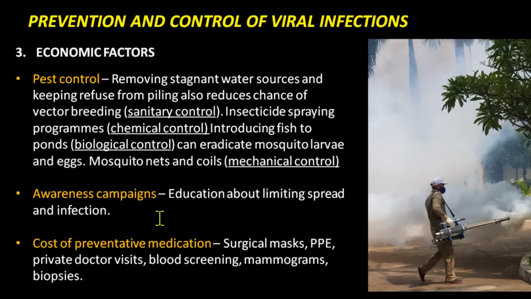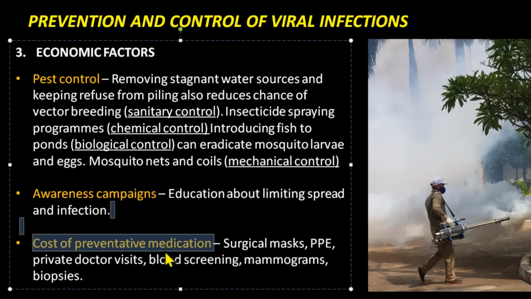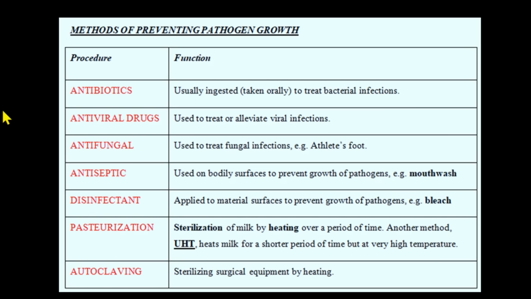There's awareness campaigns, money has to go into doing this, education about limiting spread and infection, and there's the cost of preventative medication. So for example, surgical masks, PPE, private doctor visits, blood screening, mammograms, biopsies for detecting cancer, even vaccines cost money to import them. Here we have some methods of preventing pathogen growth. We've spoken about most of these already, so feel free to pause the video and just read the functions.